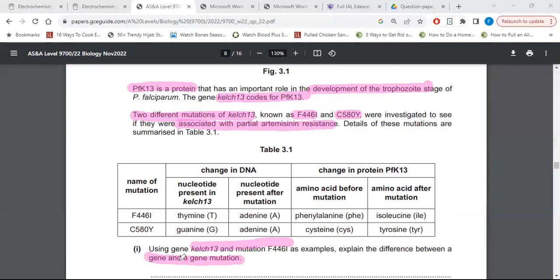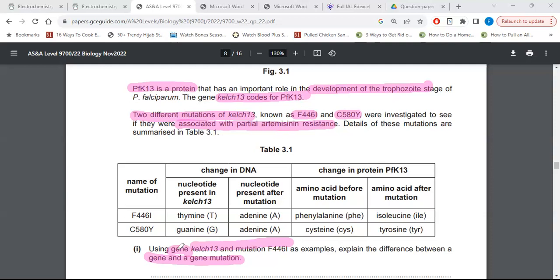That's a gene. And then you have to give an example using the Kelch13 and F4461. So between Kelch13 and F4461, which is the gene? Kelch13. They have even given you the answer in the question. The gene is Kelch13. One definition: a gene is a code on DNA for the formation of a protein, or a sequence of DNA that codes for a protein. That's the definition. Example, Kelch13.